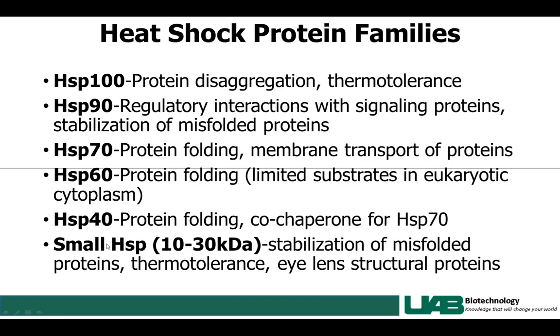Heat shock protein 40 appears to be a partner for heat shock protein 70 in protein folding. And then small heat shock proteins form multimers, and these multimers interact with proteins that are unfolded in response to an insult. Then when the insult is removed, they release these proteins, and these proteins can then be folded with the help of other chaperones.